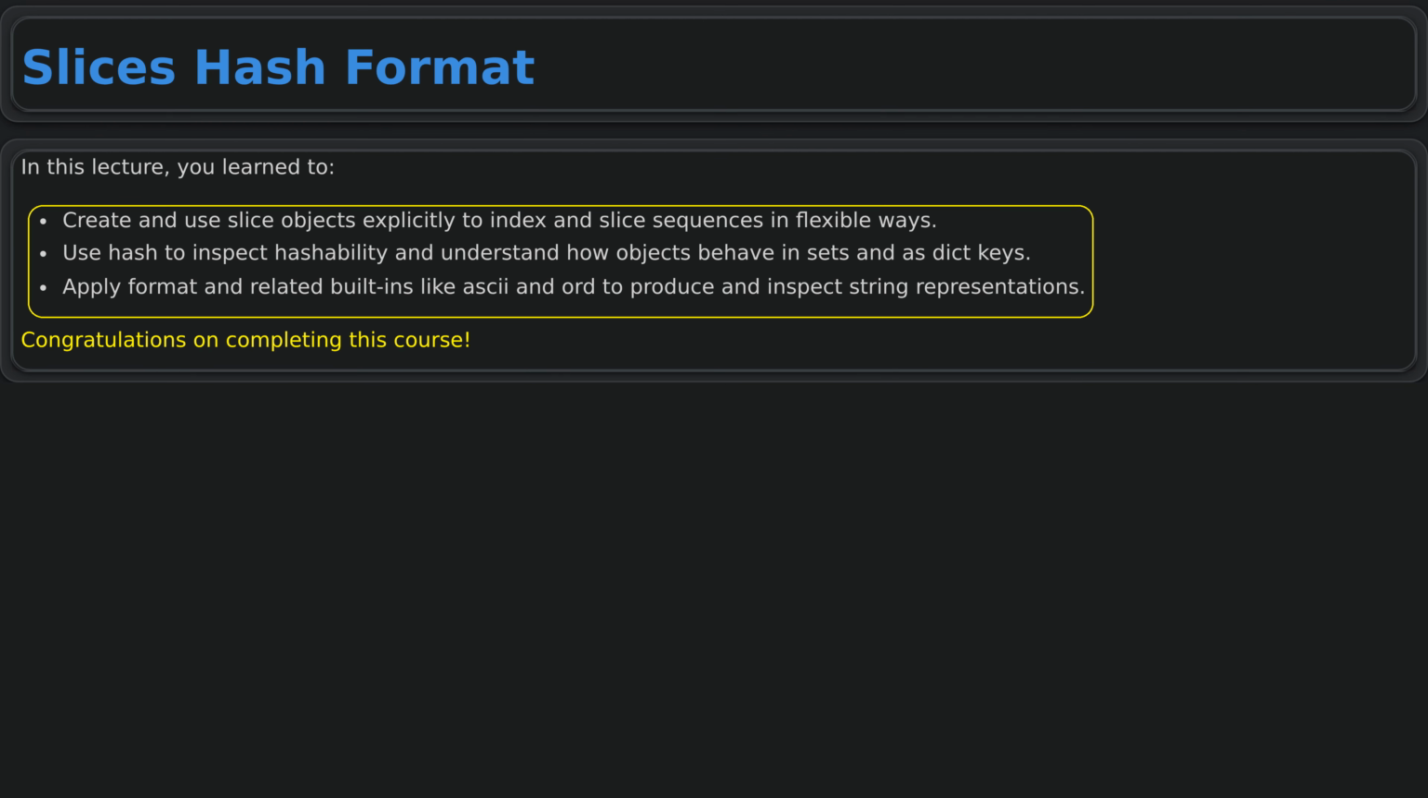In this lecture, you learn to create and use slice objects explicitly to index and slice sequences in flexible ways. Use hash to inspect hashability and understand how objects behave in sets and as dict keys. And apply format and related built-ins like ASCII and ORD to produce and inspect string representations.